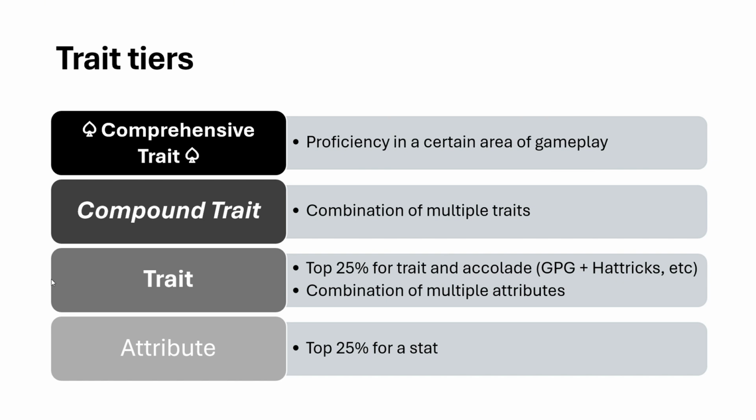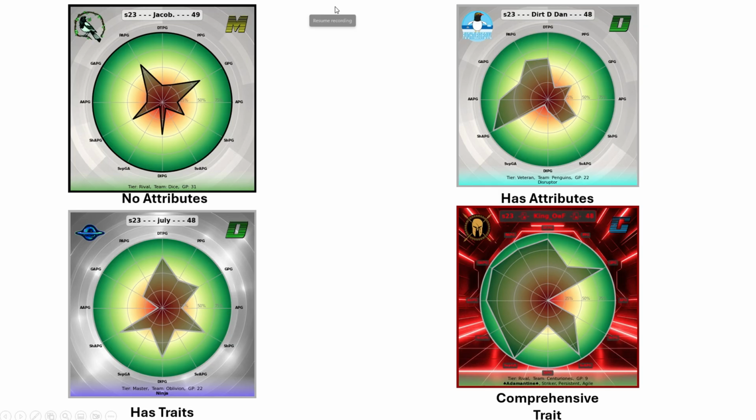And then from that, you just jump up to compound traits. It's just a combination of multiple traits. It's really close to the top one, but not quite there. It's just showing an even stronger performance in a certain area of gameplay. And then finally, you have a comprehensive trait, which means a player excels in a certain area of gameplay. And we're about to get into all of these, every single one, what the names are and what they mean.